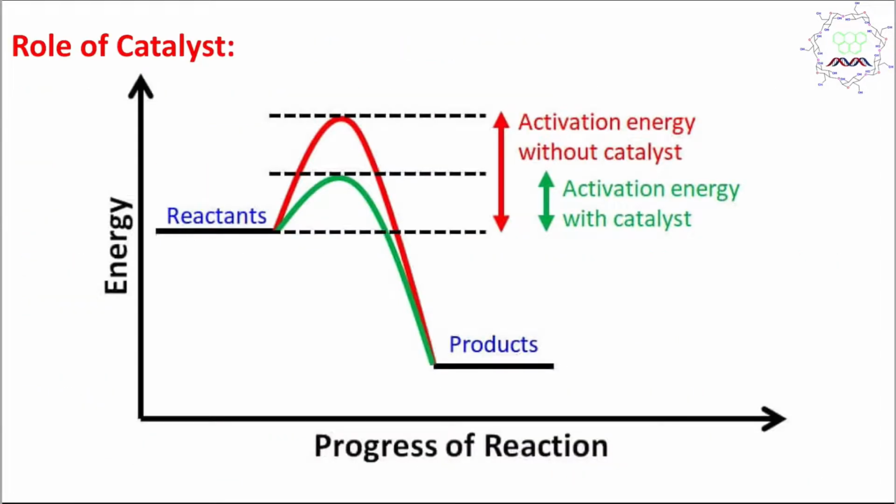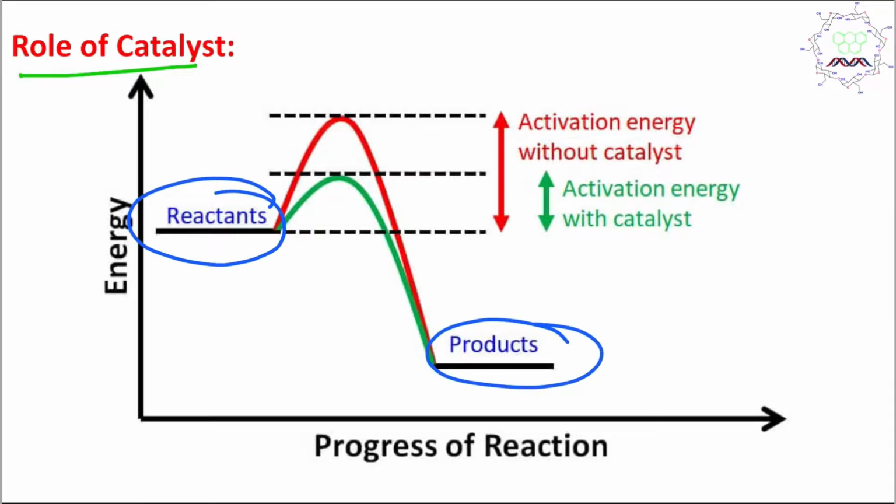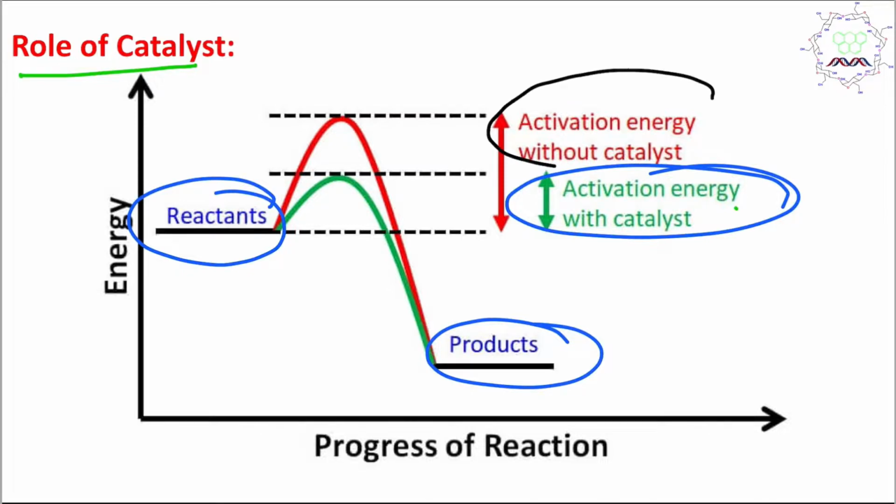Now let's come to our main topic, role of catalyst. How do catalysts do such kind of unique jobs? By lowering the activation energy of a chemical transformation. You can see this thing clearly. A reactant is getting converted into product, and the activation energy in presence of catalyst, you can see this green, is far lesser compared to the activation energy without catalyst, meaning this much amount.